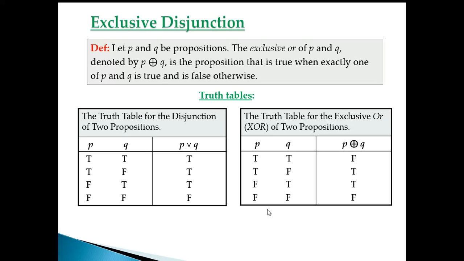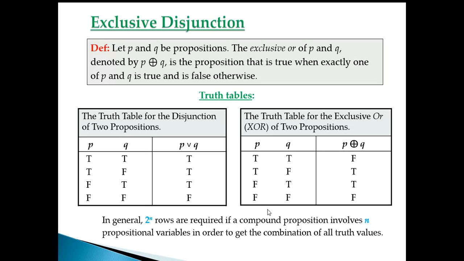And how many rows do we have here? In general, 2 to the power n rows are required if a compound proposition involves n propositional variables. Here we have two propositional variables, p and q, so 2 to the power 2 means 4 rows. Like that, suppose you have three sentences joined with connectives and you use three variables p, q, r. Then how many rows do you have? 2 to the power 3, that is 8 rows. Clear? So like that we can make the truth tables.